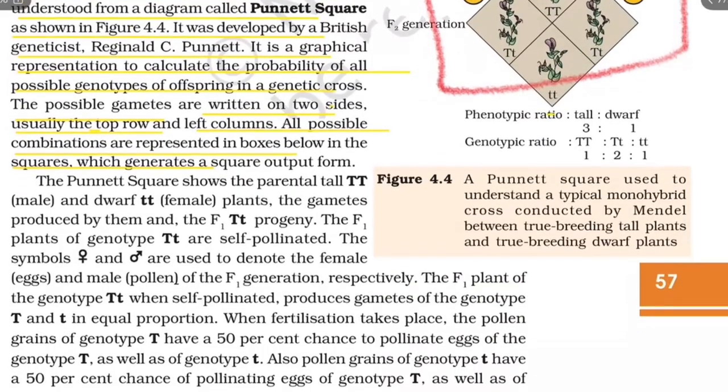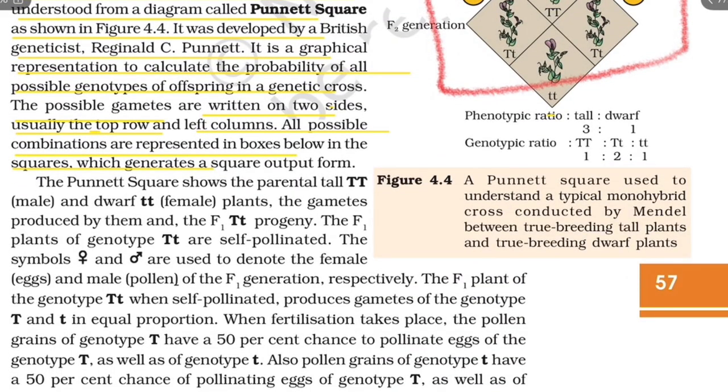The Punnett square shows the parental tall TT and dwarf tt plants. The gametes produced by them, the F1 Tt progeny, and the F2 plants of genotype Tt are self-pollinated. The symbols used denote female and male of the F1 generation respectively.